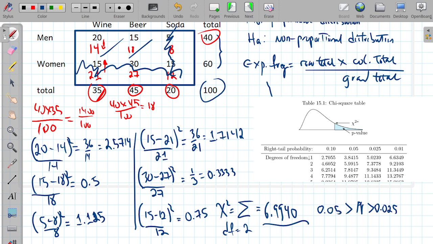So if I was to set the level of significance, let's say alpha was at 5%, that's our default value, this gives us evidence to reject the null hypothesis. We can say that the distribution of libation preferences is not proportional between men and women. So this is a reject H null conclusion. Otherwise, the mathematics, as I said before, is exactly the same. It's just how you word the hypothesis.